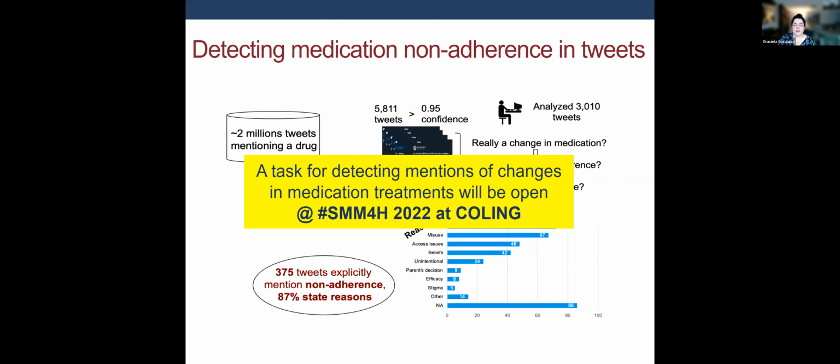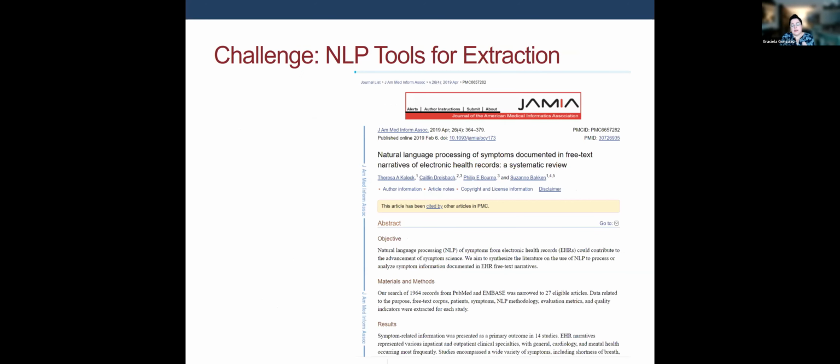We have a shared task challenge coming up. Those of you doing NLP, we're running Social Media Mining for Health, the 7th edition of it in 2022 at Coling. And this is one of the tasks, detecting medication change in Twitter.